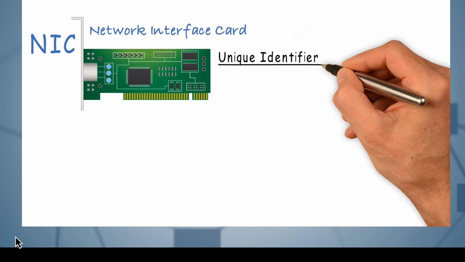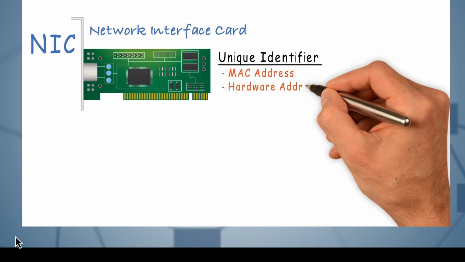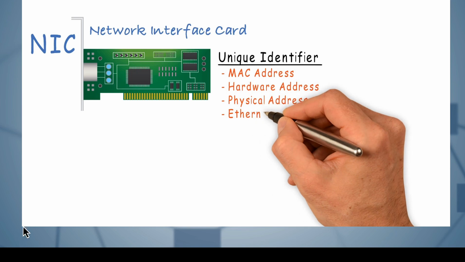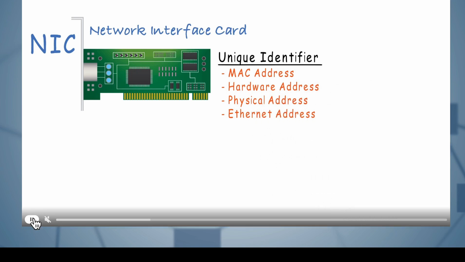The network interface cards have unique identifiers known as the MAC address, hardware address, physical address, or Ethernet address. So basically all these terms right here refer to the same thing, but commonly we identify the unique information about the network card as the MAC address. Some different vendors and documentations will utilize these other terms, but they all mean the same thing.